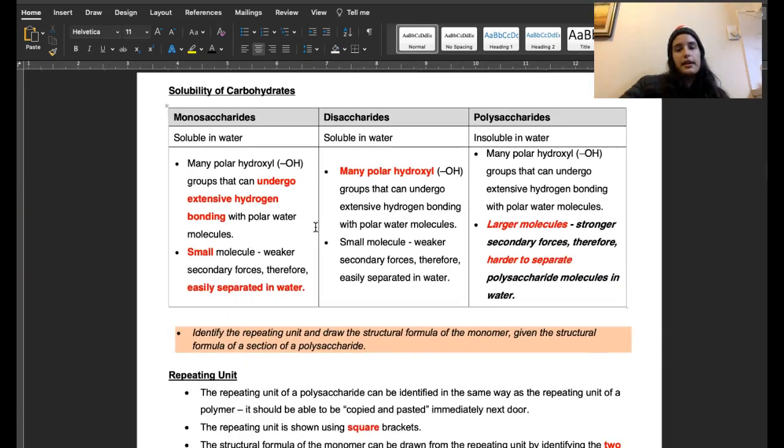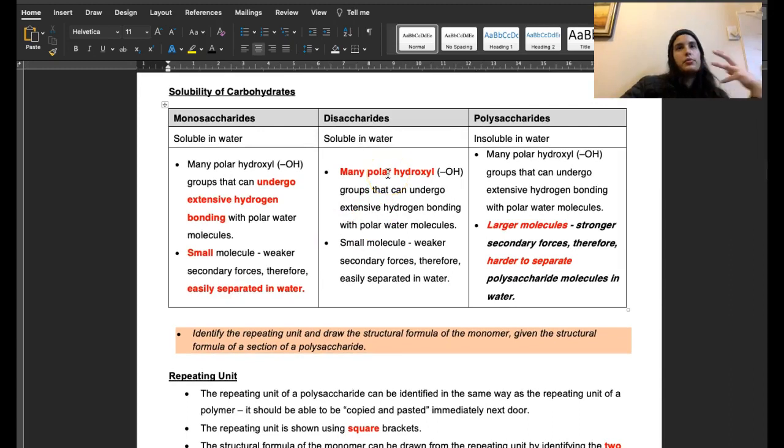Disaccharides, similar things. Many polar hydroxyl groups. It's a small molecule. So you're thinking of the two things. One, it's hydrogen bonding with water. Two, it's small, so water can easily surround and separate. Because those interactions are not significant. They're not heaps of them. So that enables them to be overcome.